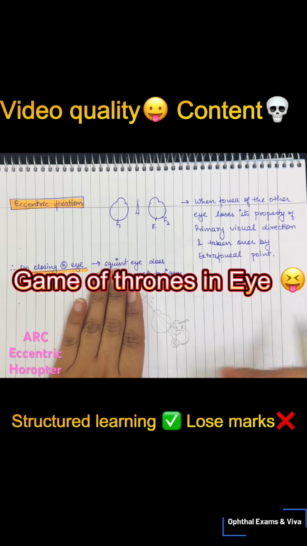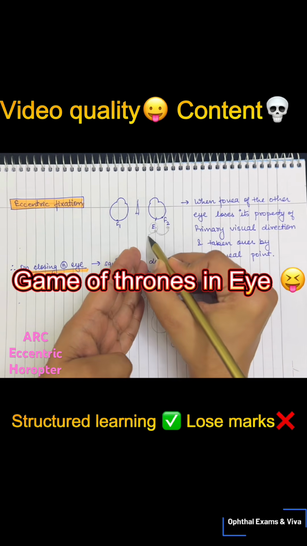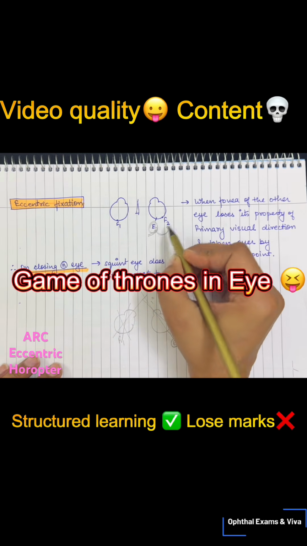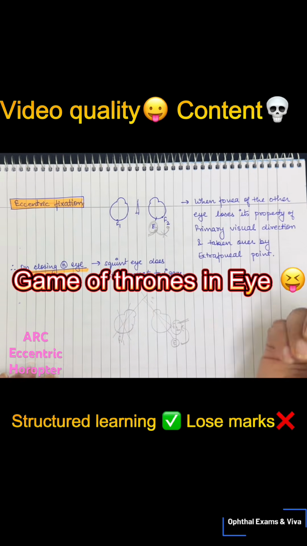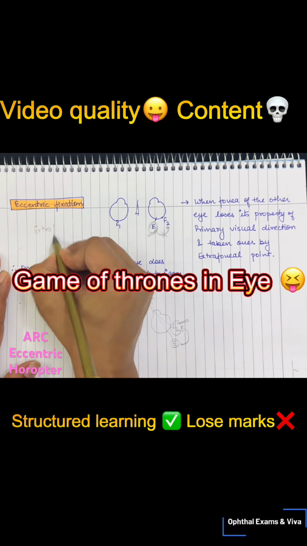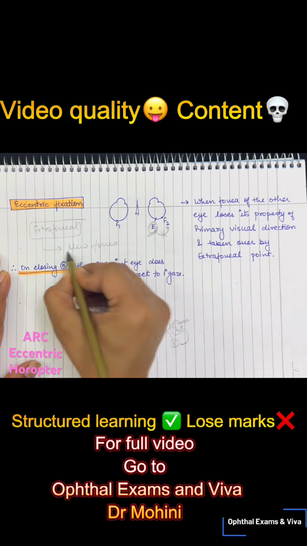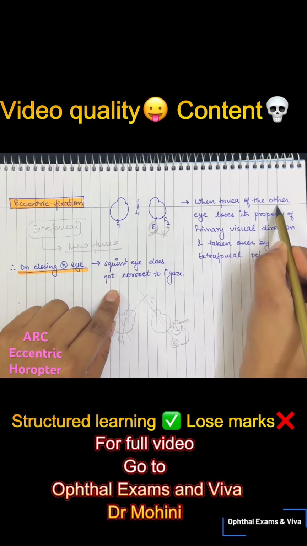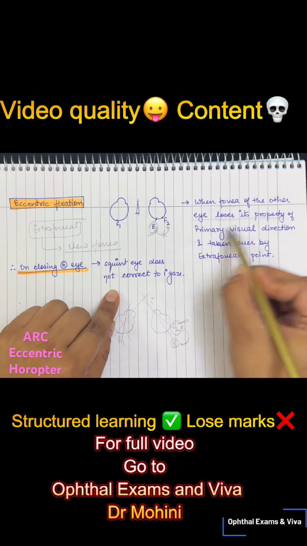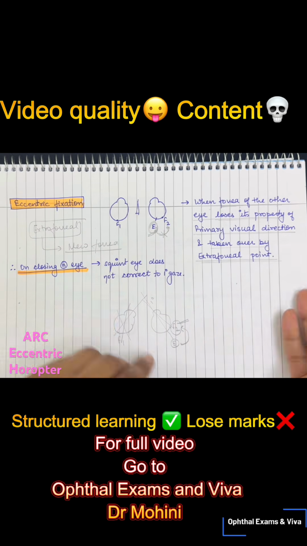But what if it is like Game of Thrones, that I gave the foveal power to the extra foveal point, but now he has taken over the kingdom. Now he is not giving it back to the fovea, right? Then it becomes eccentric fixation. So you remember that in eccentric fixation, the extra foveal point is now the new fovea for that eye. So when the fovea of the other eye loses its property of primary visual direction and is taken over by the extra foveal point, then it is eccentric fixation.